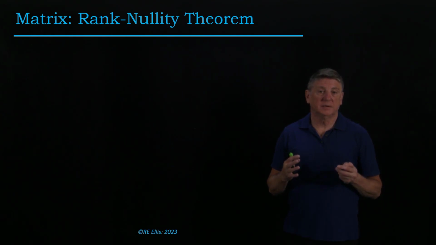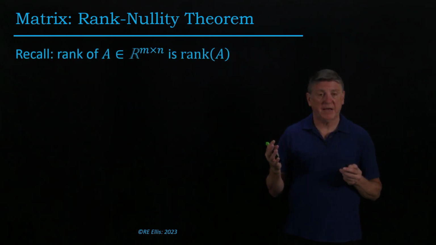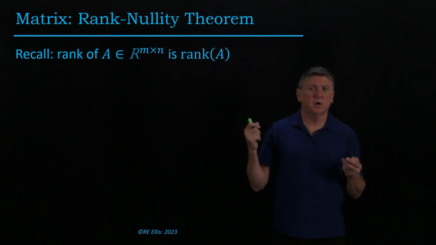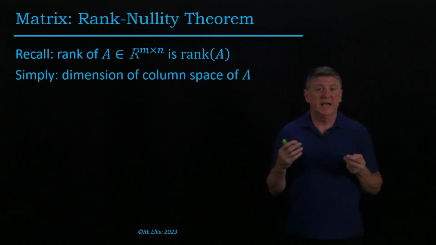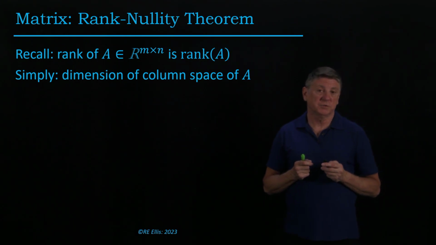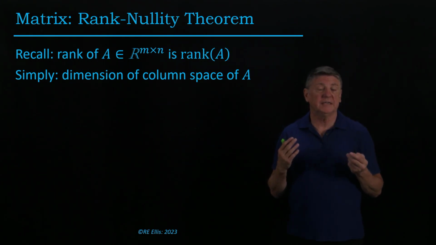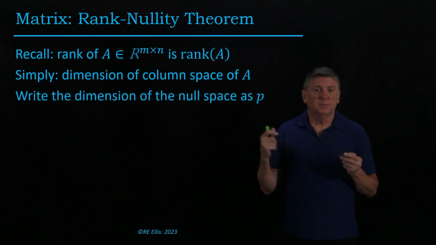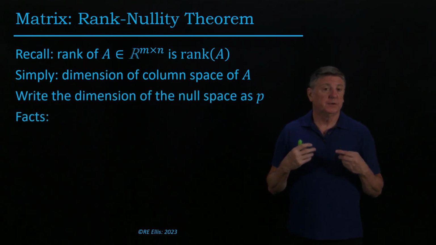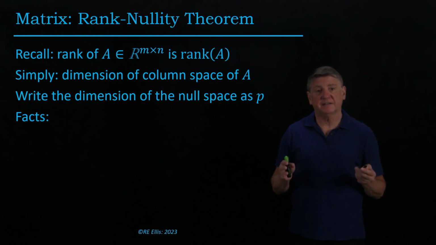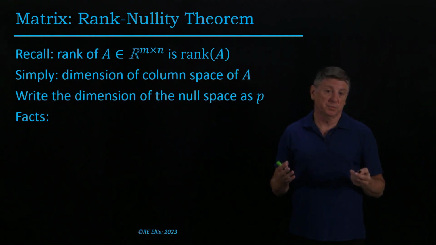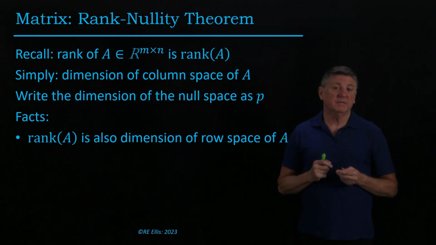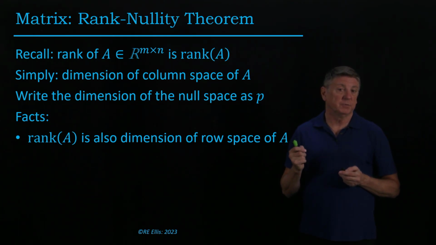The Rank-Nullity theorem is something that we'll just mention in passing. This is as good a place to recall it as any. So let's recall the rank of a matrix as being the dimension of the column space. So it's the number of linearly independent columns in the matrix. If we write this as P, there are a couple of facts. To me, a fact is something that's true that I'm not going to prove to you right now. And a fact is that the rank of A is also the dimension of the row space.